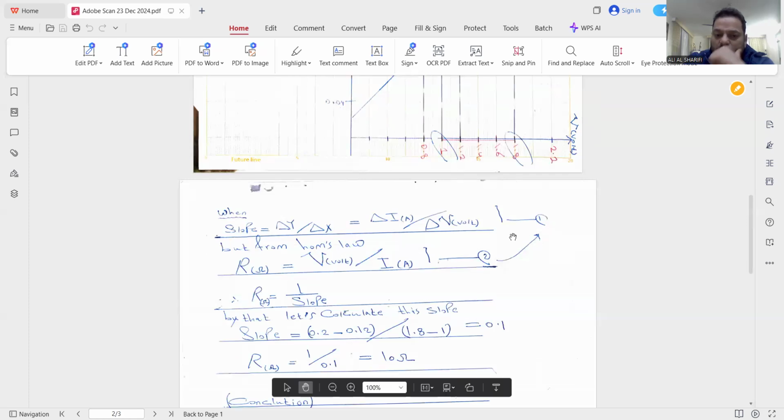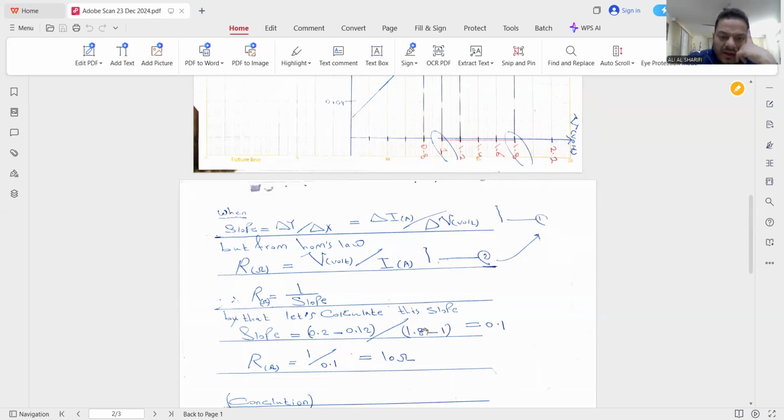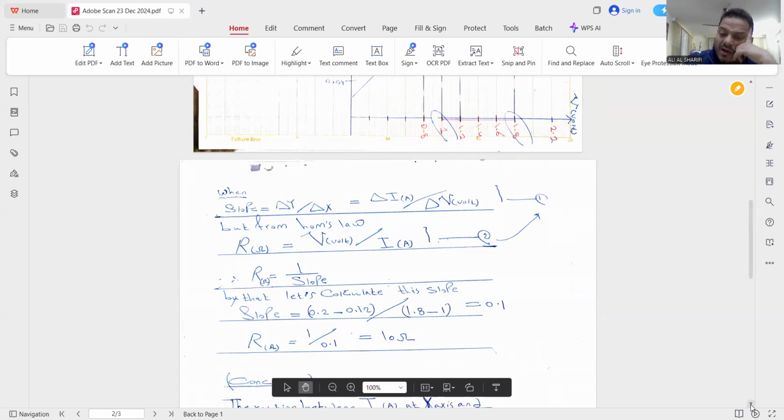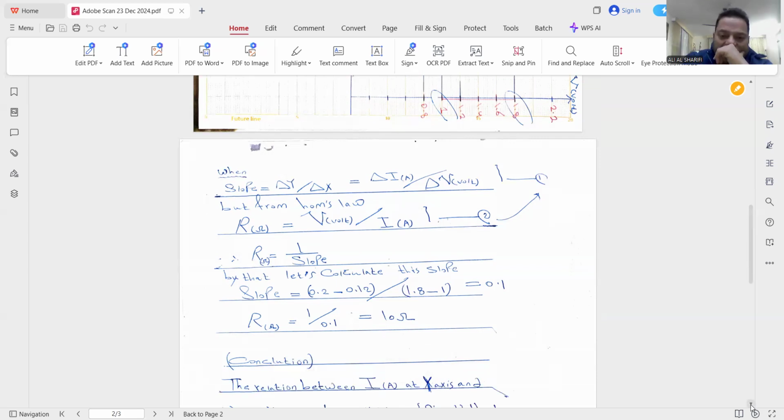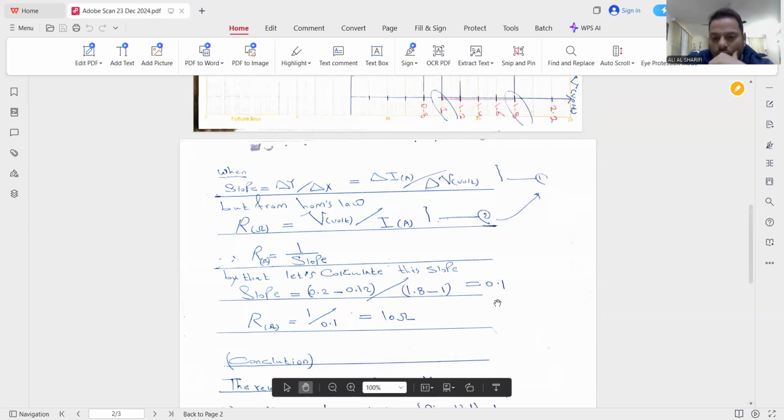Here it's relation number one from Ohm's law. Relation number two, potential difference divided by current. Two in one, that means I have this relation: resistance equals the reverse slope. Because of that, it's necessary to calculate the slope to know the unknown resistance value. Okay. Slope here equals 0.1, reverse 0.1 equals 10 ohm. That means my unknown resistance value is 10 ohm.